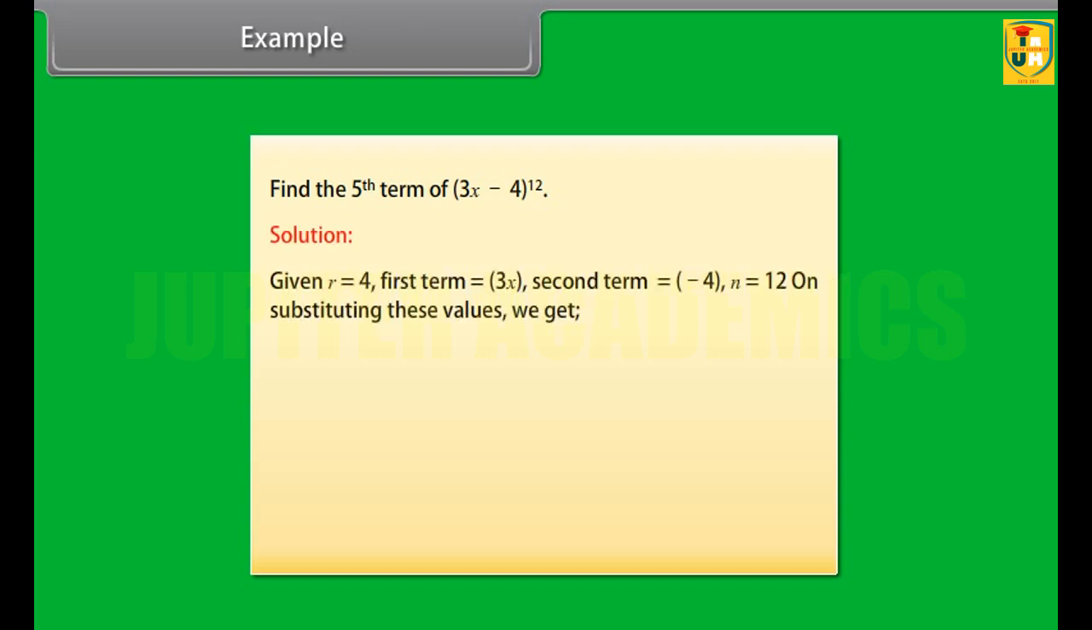Solution: given r is equal to 4, first term is equal to 3x, second term is equal to minus 4, n is equal to 12. On substituting these values, we get T5 is equal to 12C4 into 3x raised to the power 8 into minus 4 raised to the power 4. On solving, we get 83,140,9920 into x raised to power 8.